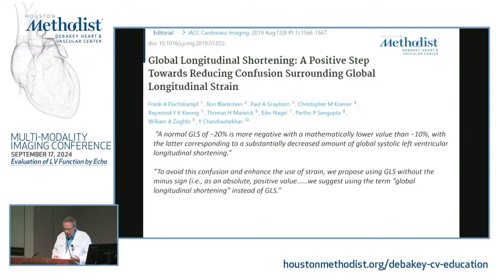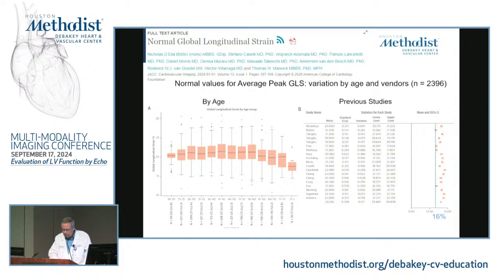Let's be practical. So 2 recommendations were made by the group. One was to get rid of the sign. And number 2, again, to try to eliminate the confusion is to change the term to global longitudinal shortening rather than strain. I don't know that that second one has yet become universal, but that's okay. If we got rid of the sign, we're happy. Now, these publications, some of them still have the signs because they're older publications.